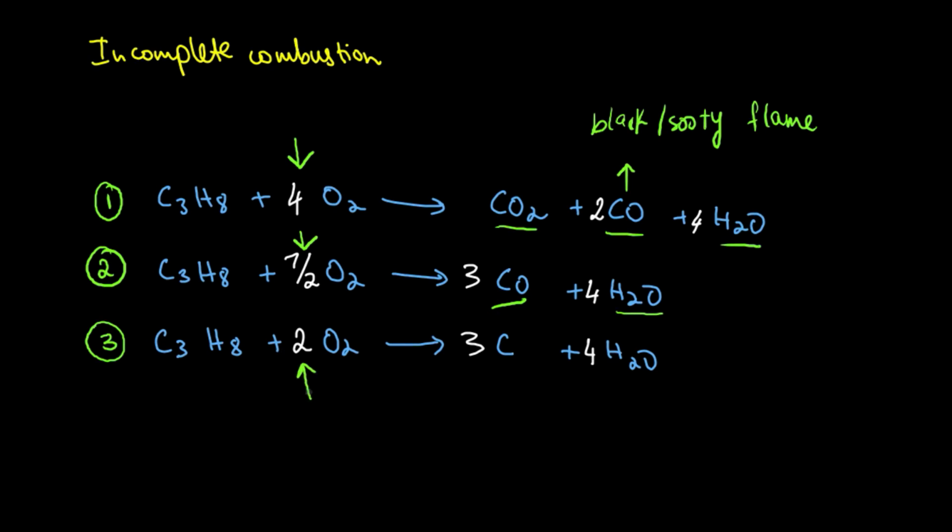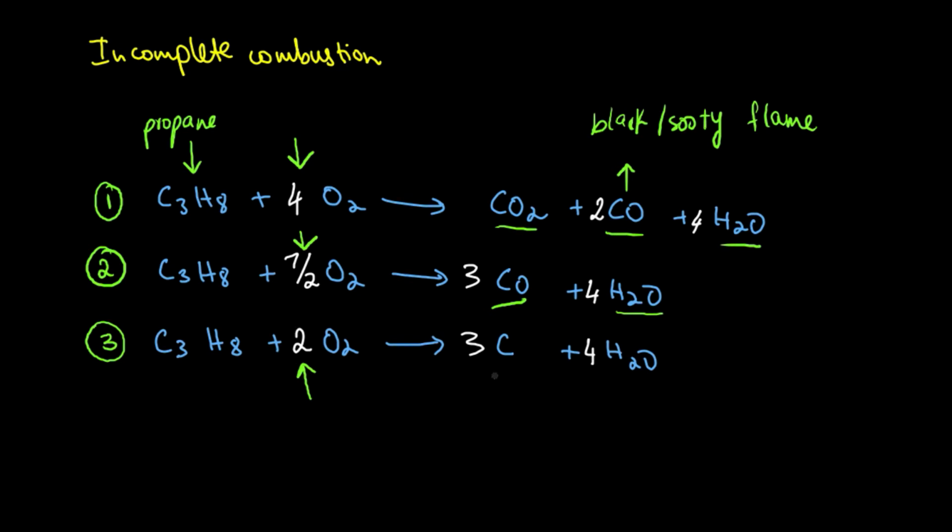Now this varies from alkane to alkane. This alkane is propane. We are using an example of propane being burned incompletely. So that results in the transition from 4 moles to 3.5 moles to 2 moles. But it differs from alkane to alkane.